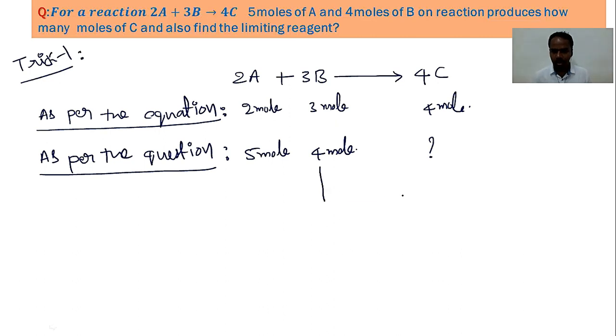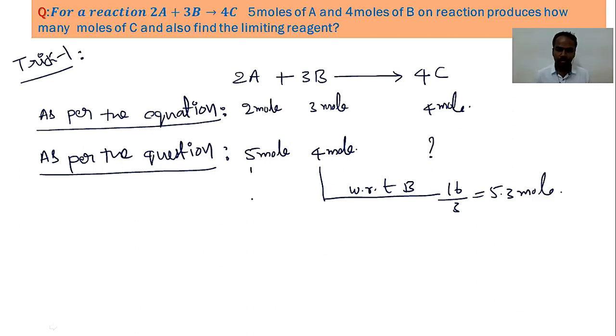With respect to B, number of moles of C produced: 3 moles of B can produce 4 moles of C, then 4 moles of B can produce how many moles of C? That is cross multiplication, 4 into 4 by 3, 16 by 3, equal to 5.3 moles.